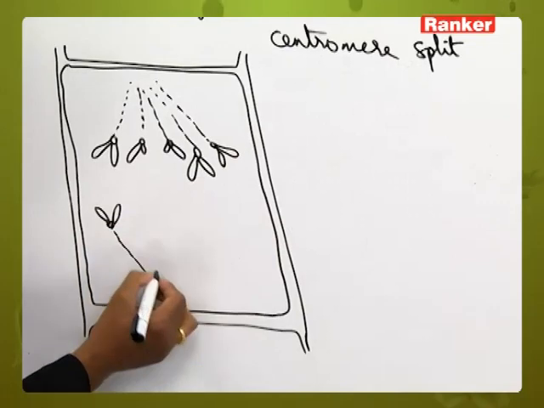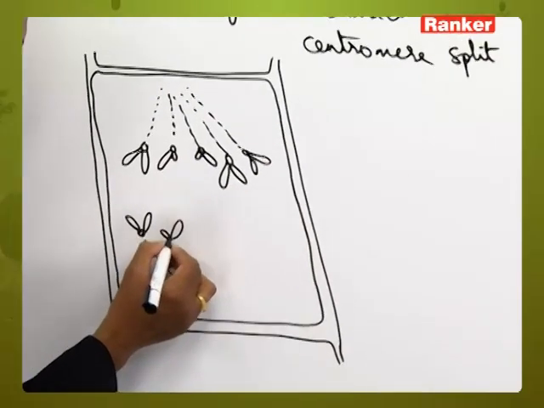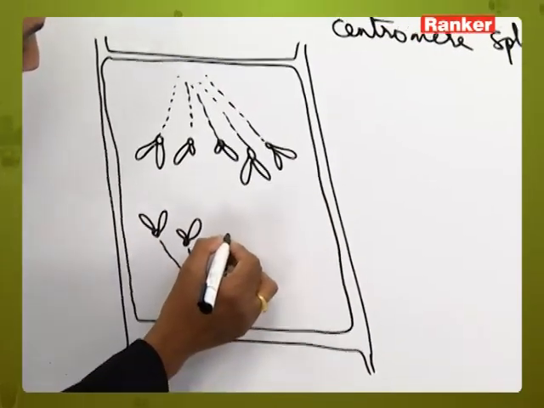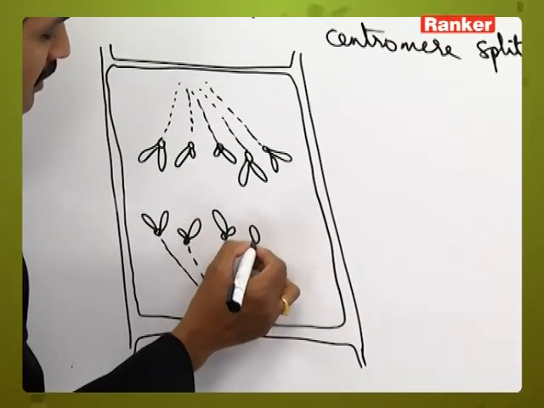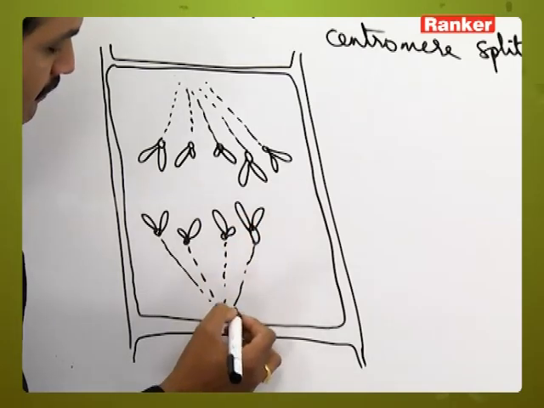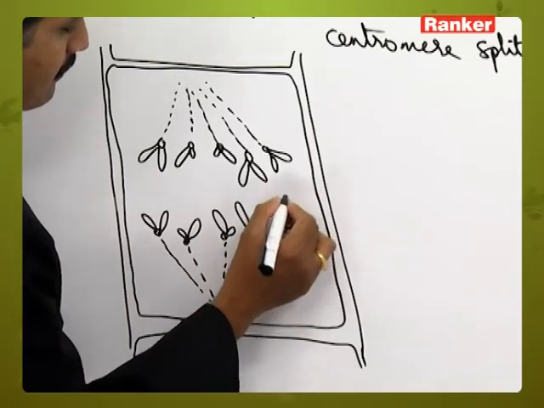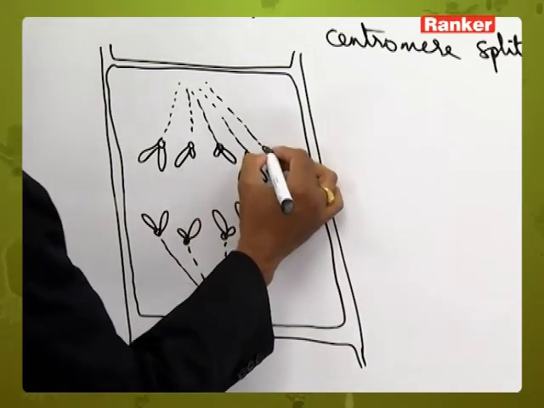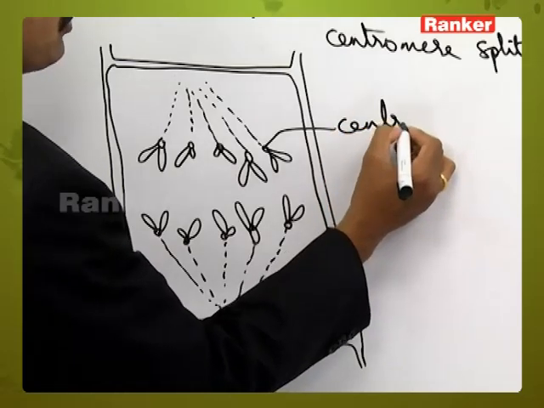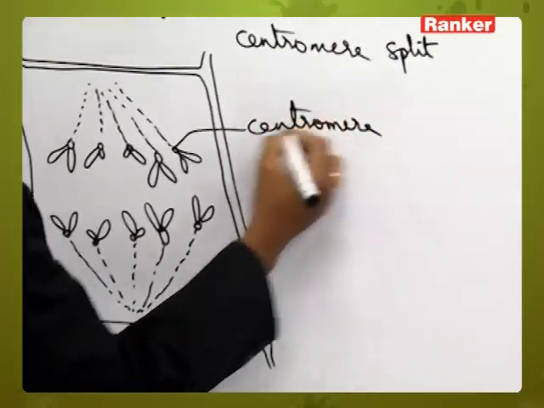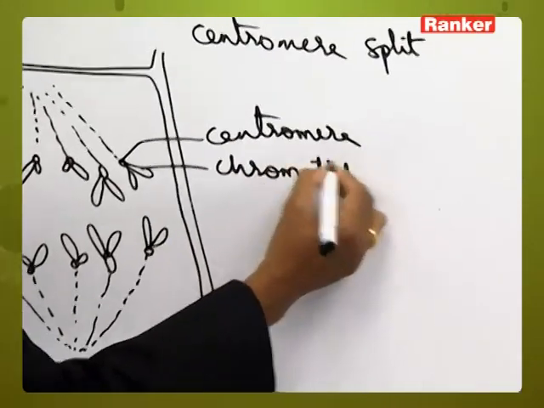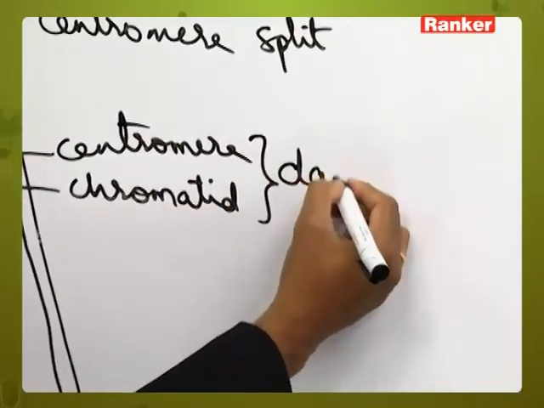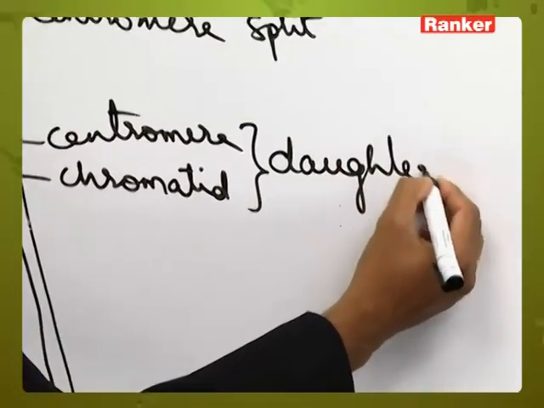Likewise, the chromosomes are moving towards the opposite poles, with each chromosome having one centromere. So this is the centromere of the daughter chromosome. This is a chromatid of the daughter chromosome. These two are combinedly forming one single daughter chromosome.